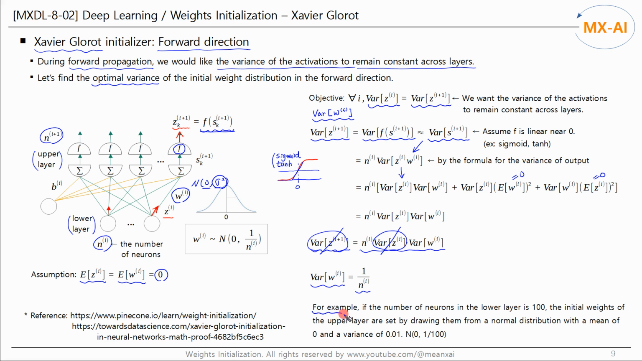Let me give you an example. If the number of neurons in the lower layer is 100, the initial weights of the upper layer are set by drawing them from a normal distribution with a mean of 0 and a variance of 0.01.